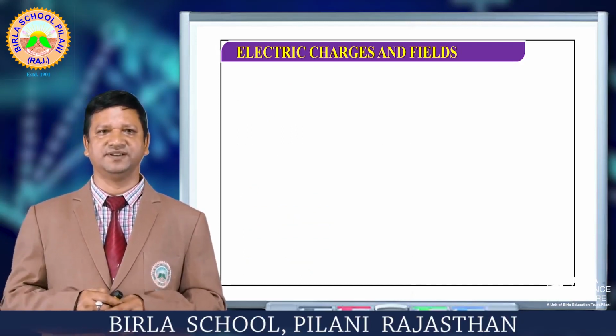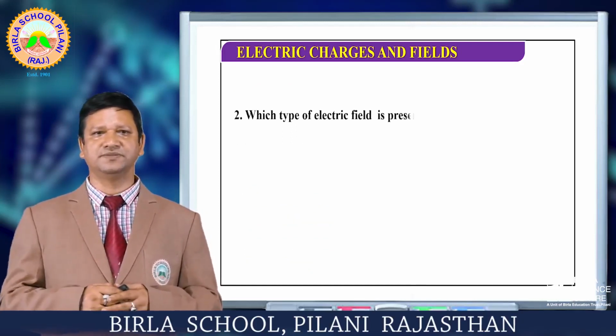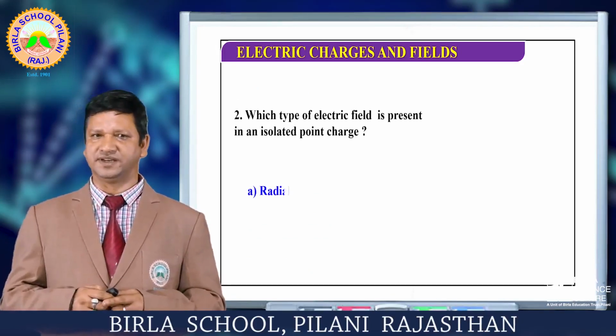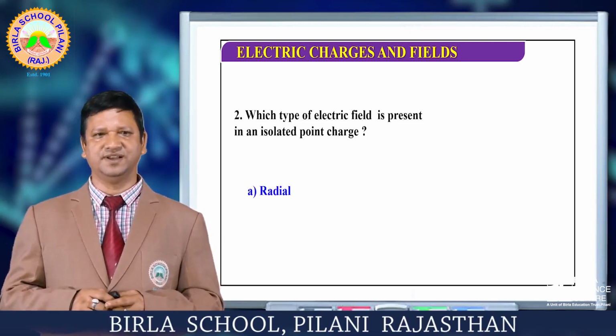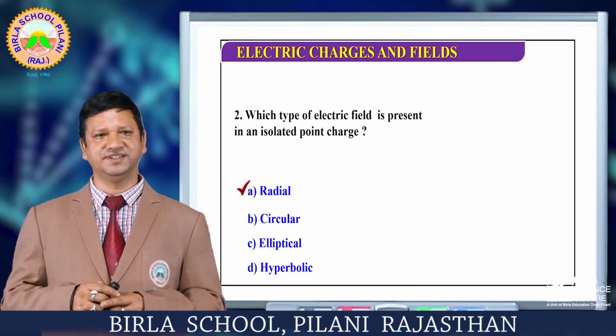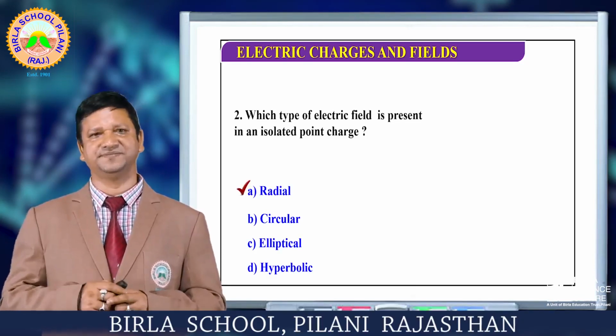Come to the next one. Which type of electric field is present in an isolated point charge? Options: radial, circular, elliptical, and hyperbolic. Yes, the correct option is A, that is radial.